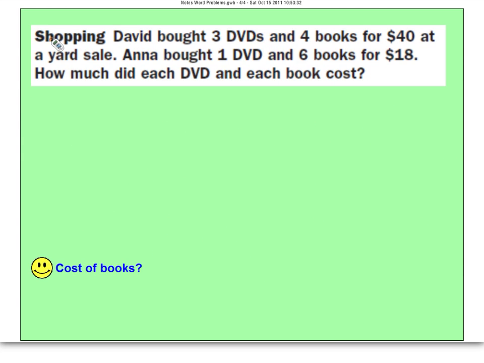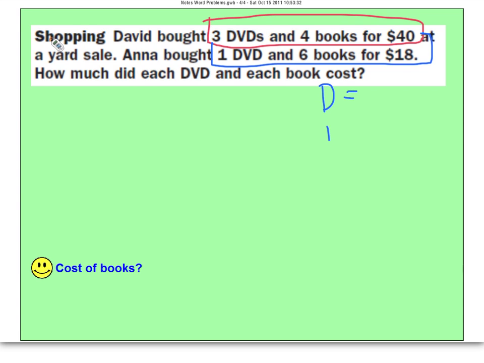Let's set up this last one. David bought 3 DVDs and 4 books at $40 total. Okay. Then Anna came in and she bought 1 DVD and 6 books for $18. How much did each DVD and book cost? Okay, this is like the last one. So the two things I want us to find, I'm going to define DVDs and books, and I'm going to use D and B this time, and it's the cost, so the dollar per DVD and the dollar per book.